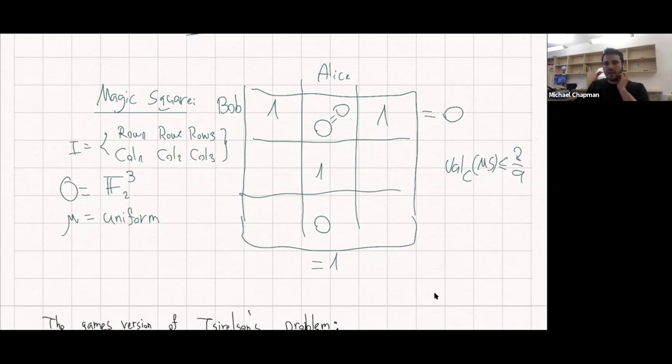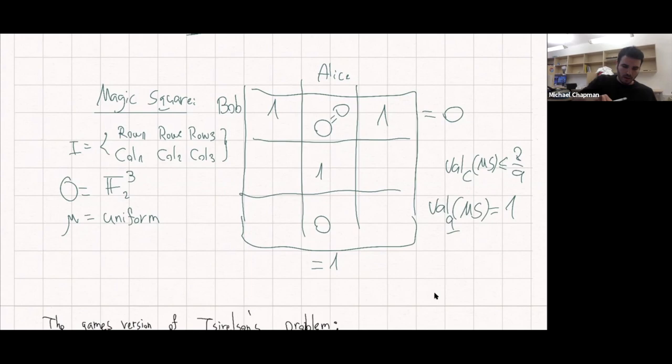And if you want to check, the quantum value of this game is actually 1. So a bit surprisingly, although this system of equations cannot be satisfied simultaneously, players that use quantum correlations can fool us 100% of the time. It seems as if they have a satisfying assignment to this system of linear equations.